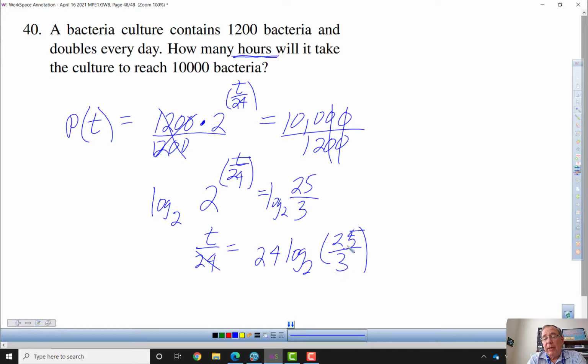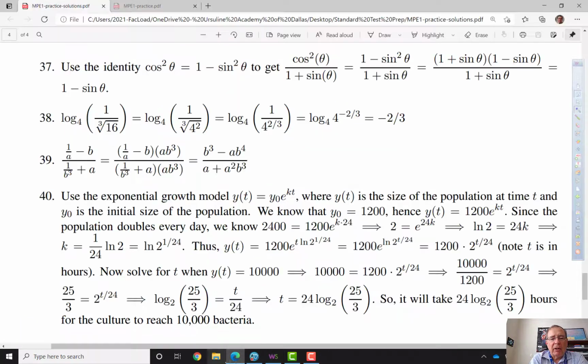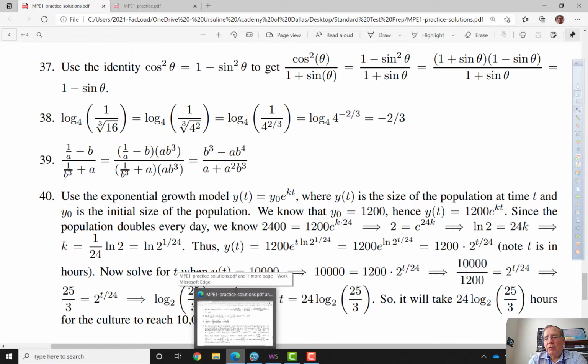And this is going to be a little bit over 72 hours, because if I did 24 divided by 3, that would be 8, and log base 2 of 8, because 8 is 2 cubed, so that'd be 3 times 24, which is 72, so about 73 hours. But the answer they're looking for is t equals 24 times log base 2 of 25 thirds. And we'll go check their answer. So 24 log base 2 of 25 thirds.